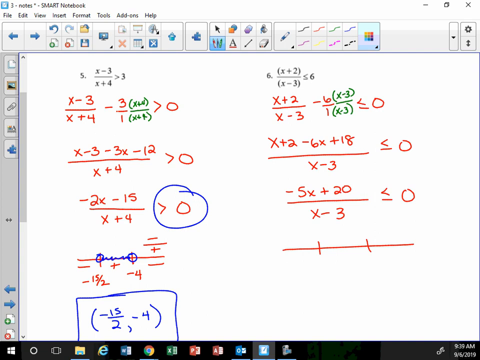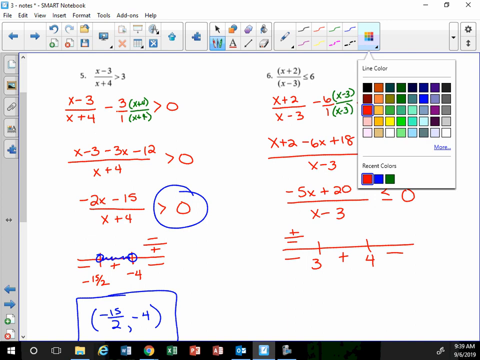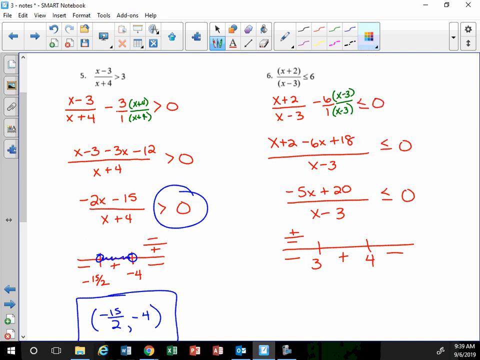Guys, what are the numbers on my number line? 3 and 4, because it'd be negative 20 divided by negative 5, so 3, 4. I'm going to plug 0 in, which would give me positive over negative, which is negative. Alternate. I just want to get to the answer quickly to show you one thing on this.